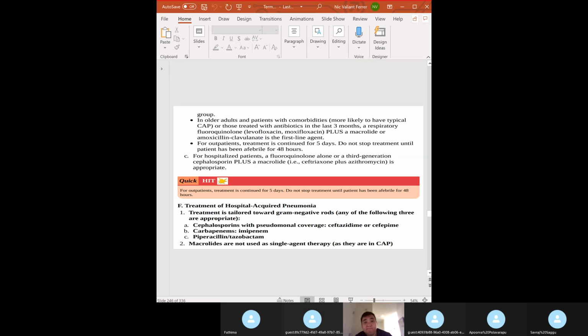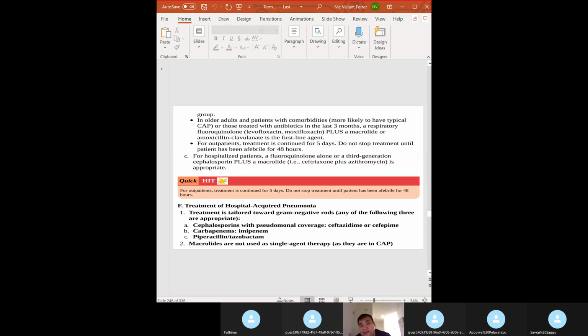Younger than 60, commonly strep pneumo. What can we give? Macrolides, right? Or your tetracyclines to cover all of those organisms. Fluoroquinolones also can be given. Do not give penicillins or cephalosporins. Why? They do not cover Mycoplasma. In older patients and patients with comorbidities, you can give a fluoroquinolone alone, or a macrolide plus amoxicillin clavulanate.